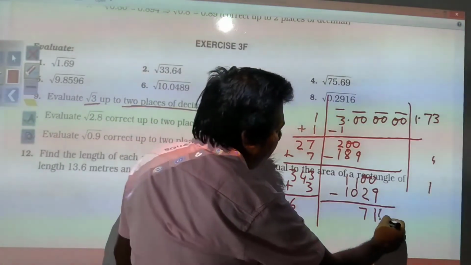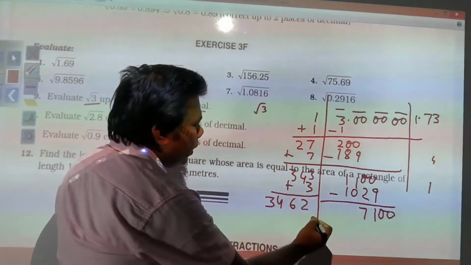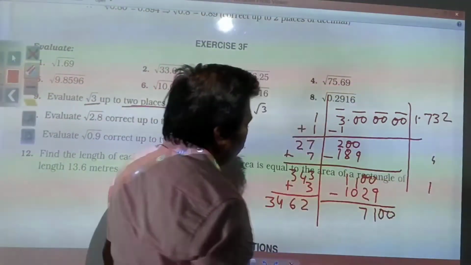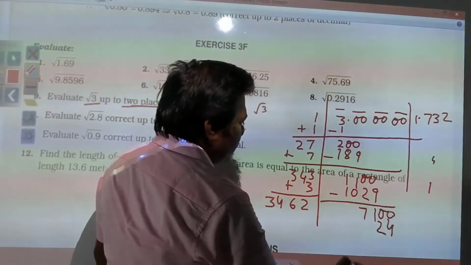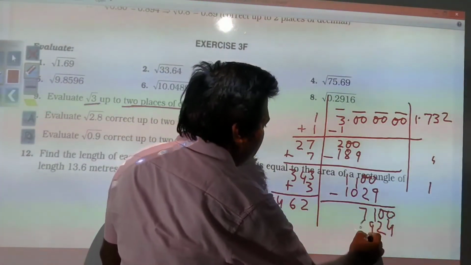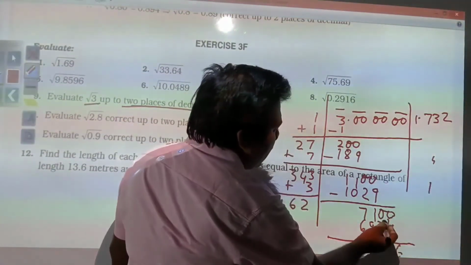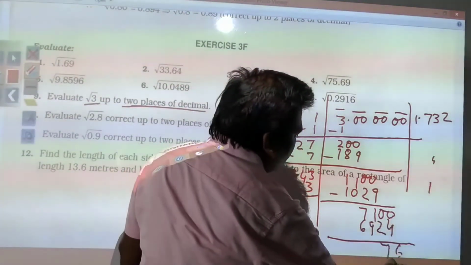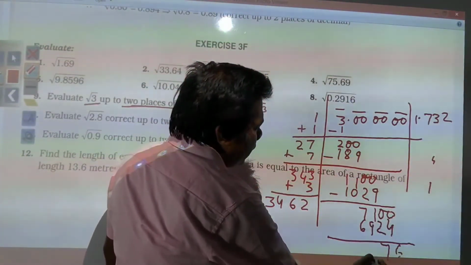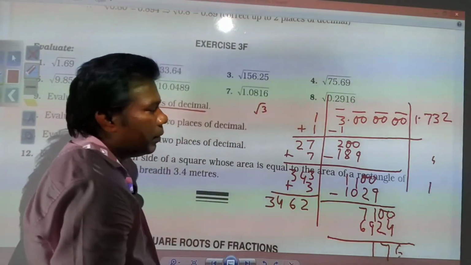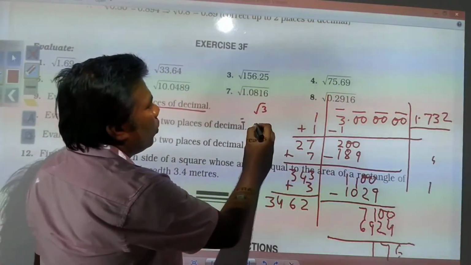And next period you have 0 0. Now you need to see how many times it will go. So 2 times you try. So 2 2s are 4, 2 6s are 12, 2 4s are 8 and 1 makes 9, and 2 3s are 6. You subtract this. 10 minus 4 is equal to 6, 9 minus 2 is equal to 7, and 10 minus 9 is equal to 1. 176 you have got.